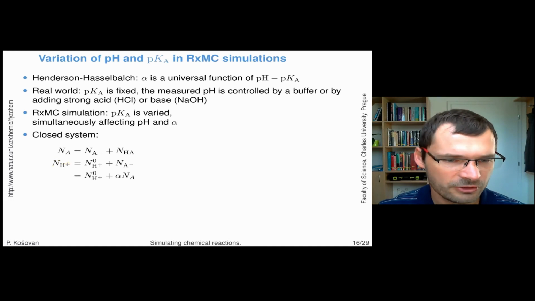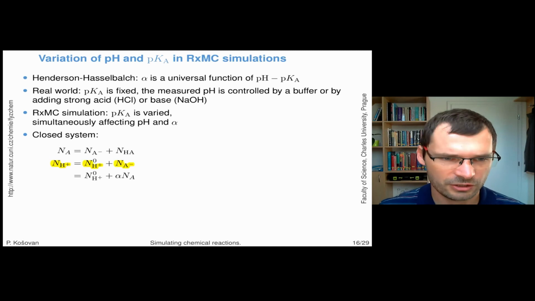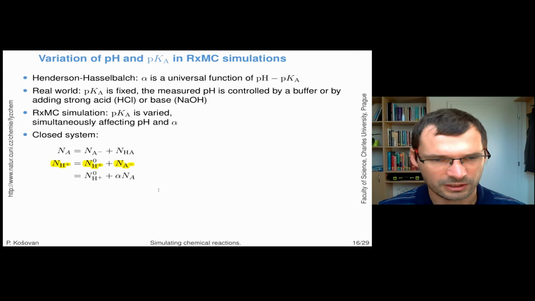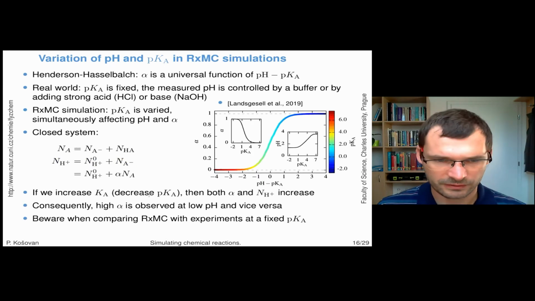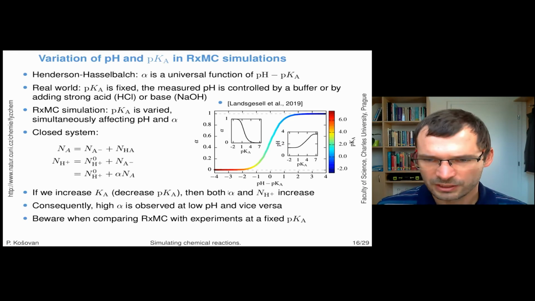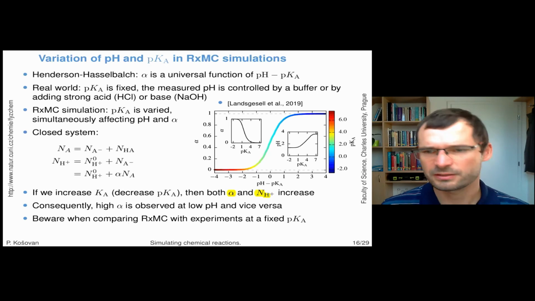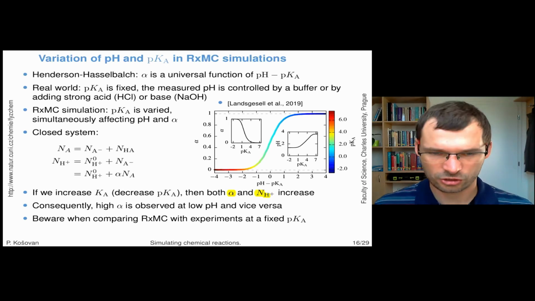The number of H+ ions in my simulation is given by the initial number of H+ ions plus the H+ ions generated by the chemical reaction, and therefore it's coupled to the ionization degree and to the Ka. As a consequence, if we increase the equilibrium constant or decrease the pK, then we increase both the ionization degree and the number of H+ ions. But if we increase the number of H+ ions, we decrease the pH.